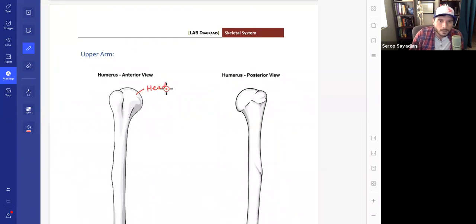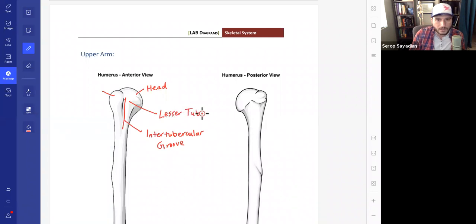So this is the head. Okay. Then here you have the intertubercular groove. And then who can tell me the two tubercles? Which one is this? Lesser. Very good. Lesser tubercle. And greater tubercle.